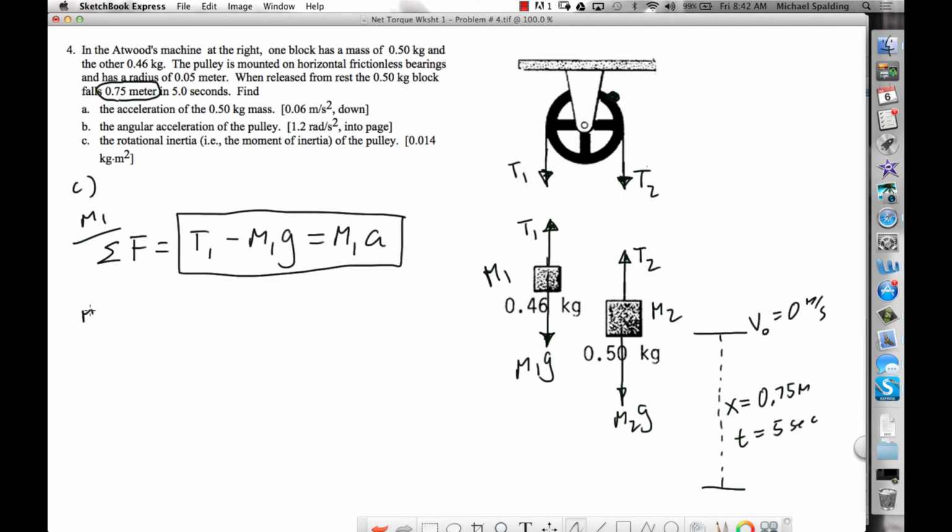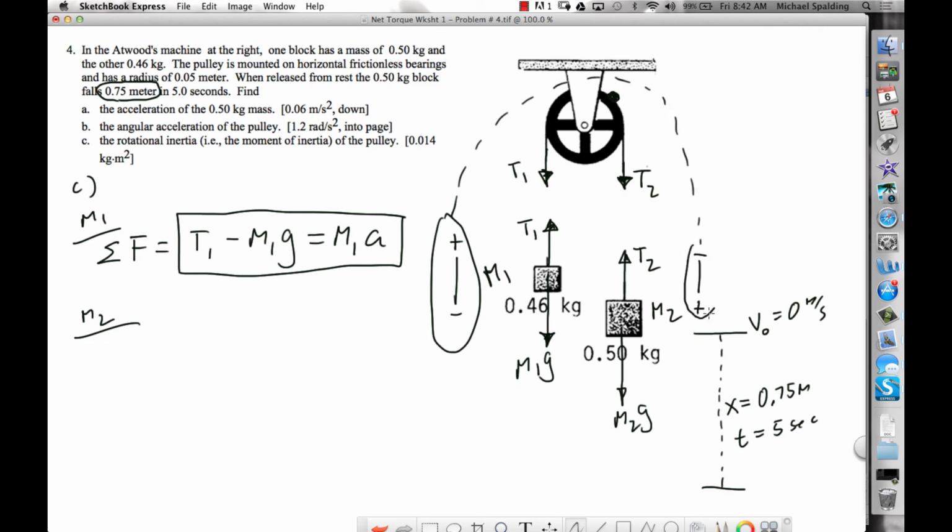Then we're going to go to M2 over here. Now guys, sign convention wraps around the pulley. For M1, up is positive, down is negative. That sign convention goes up and over the pulley. So over here we have down plus, up minus. Basically the direction of the acceleration is positive. M1 accelerates up, so that's positive. M2 accelerates down, so that's positive. Sign convention wraps the pulley. So summing the forces for M2, we're going to get M2G minus T2 equals M2A.